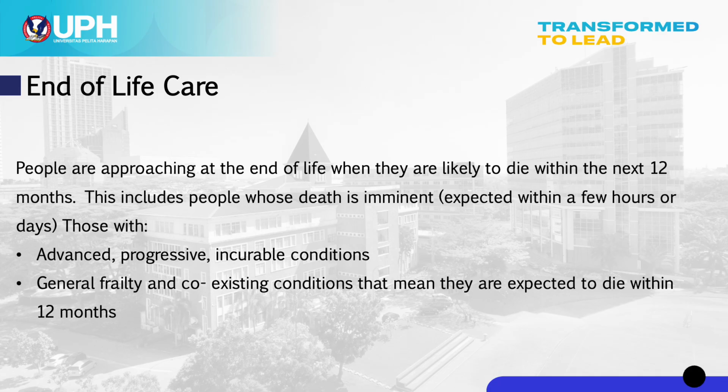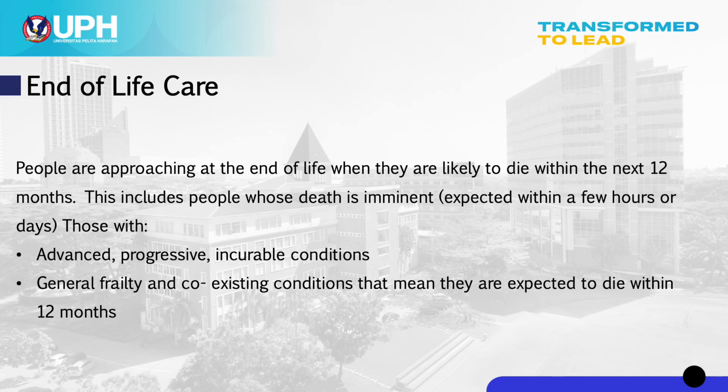So people are approaching the end of life when they are likely to die within the next 12 months. You can consider that those people who are in this stage need end of life care. This also includes people whose death is imminent. Imminent means that death is expected within a few hours or days.